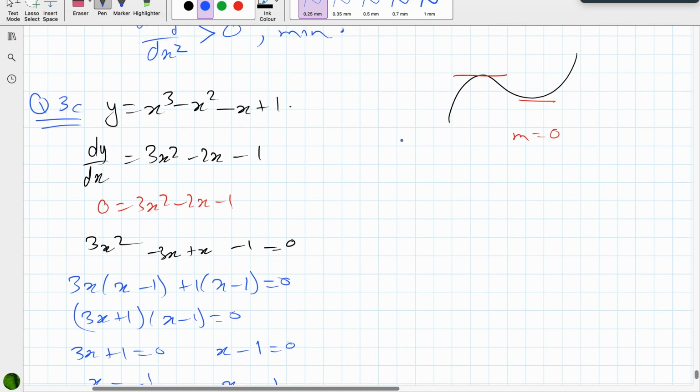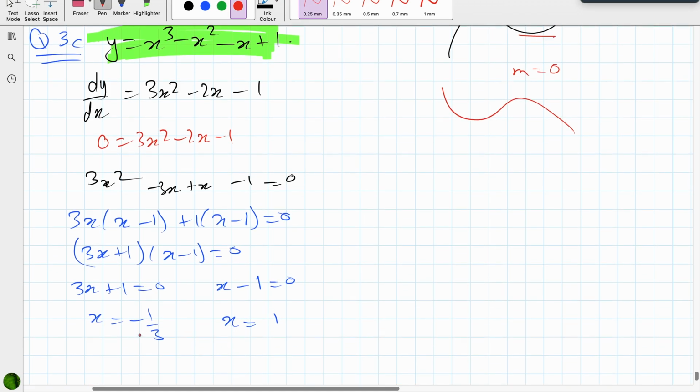I've just drawn this sketch without considering anything. It could have been this way as well. But if you remember the sketching chapter, I think that was chapter 5, we know that this is a cubic function and the coefficient of x cubed is positive. So this is the sketch we'll be looking at. Anyhow, we know that we have two turning points at x equals minus 1 by 3 and x equals 1. On the number line, x equals minus 1 by 3 is at this point and x equals 1 at this point, where I am going to have the turning points. Now I can find the y coordinates and tell which one is maximum and minimum.